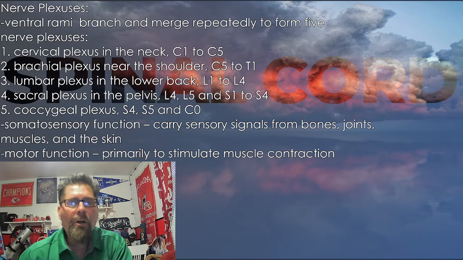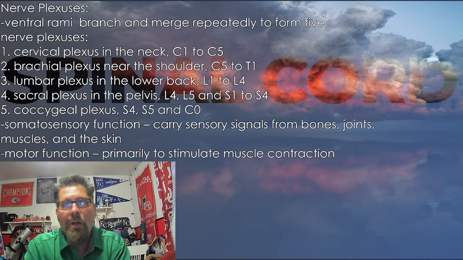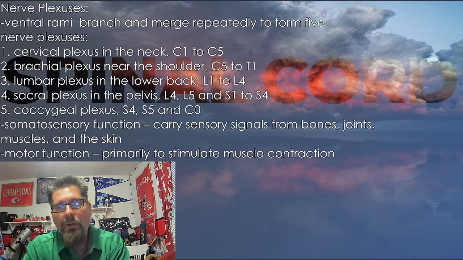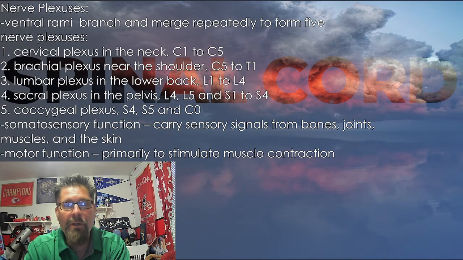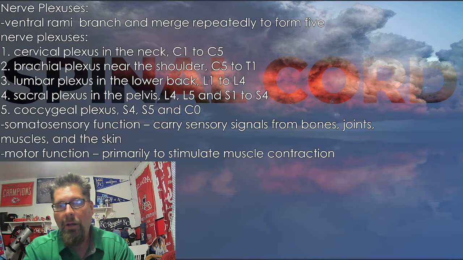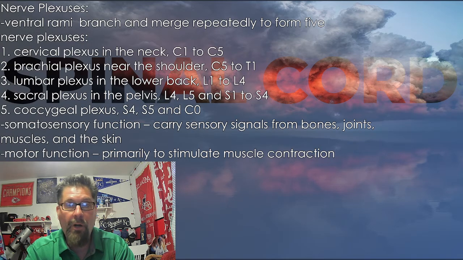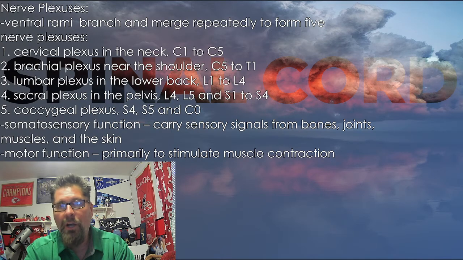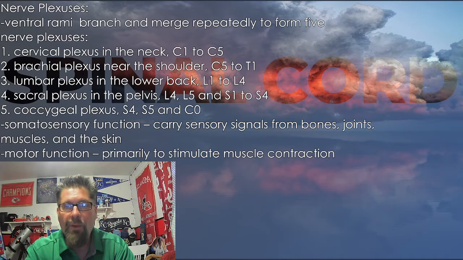Alright, so when we're talking nerve plexus, let's first set up the idea of what we're talking about. A plexus is simply a collection, a network of all the nerves in that region. And when we say region, we're talking about coming off of each vertebrae and then expanding out to all the areas that that vertebrae is responsible for supplying nerves. And you can see there that there are five main plexus.